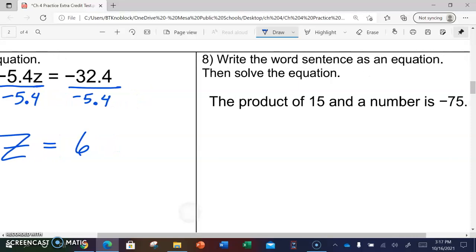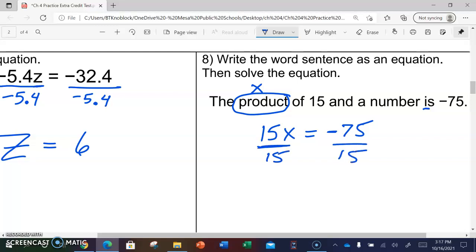Okay, number 8. The product. The word product means multiplication. The product of 15 and a number. They don't tell us what letter to use, so I'm going to use X, but on the computer I'm pretty sure they tell you what to use. So 15 times X is equal -75. So to solve this, we divide both sides by 15. And negative 75 divided by 15 is negative 5.